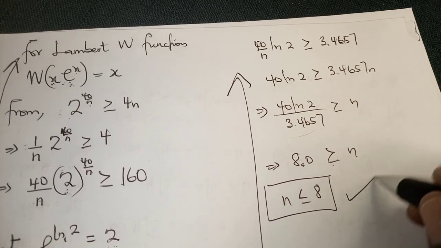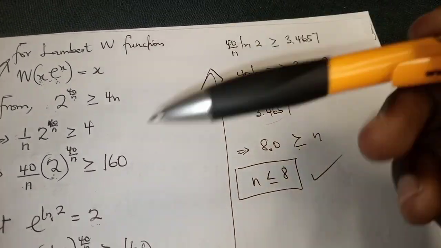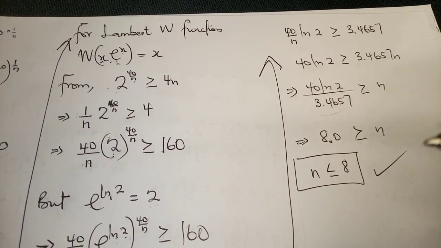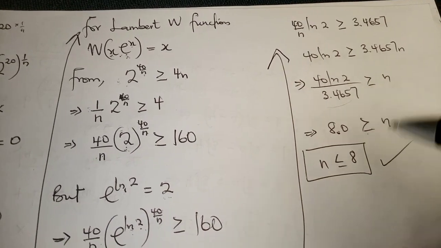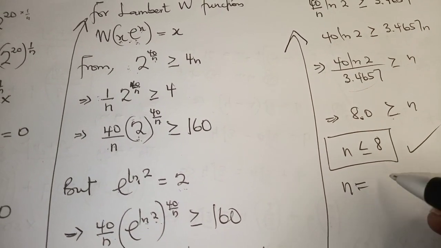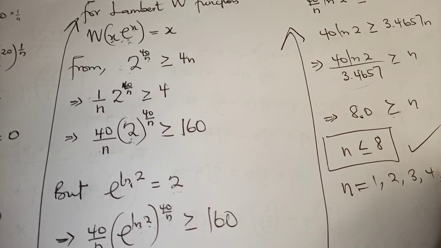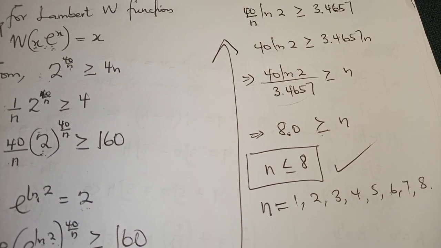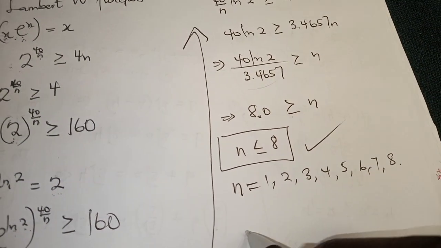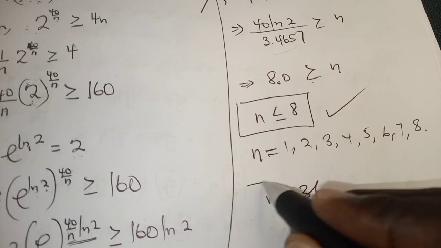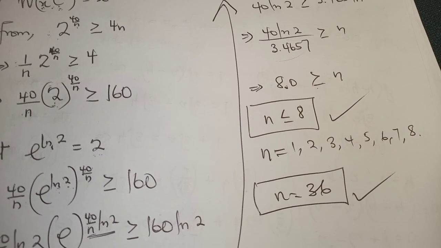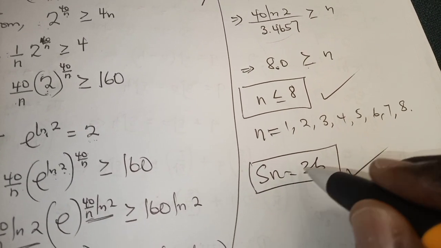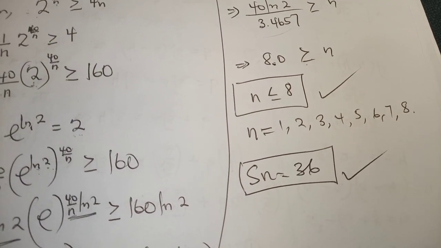So the values of n for which we get a real root should be n less than or equal to 8. So we take all the values. That will be 1, 2, 3, 4, 5, 6, 7, and 8. Adding all, we should get 36. And this is the answer. Okay, so the sum of n is 36. Thank you.